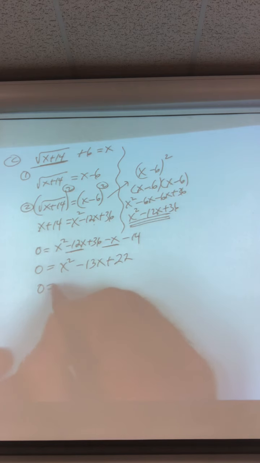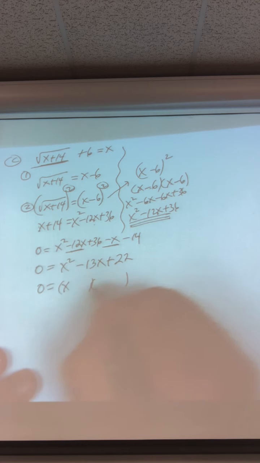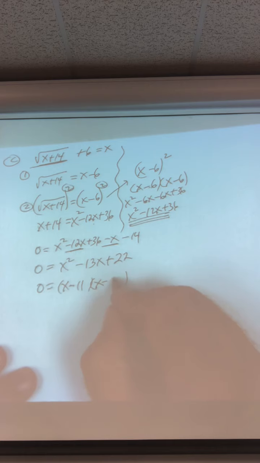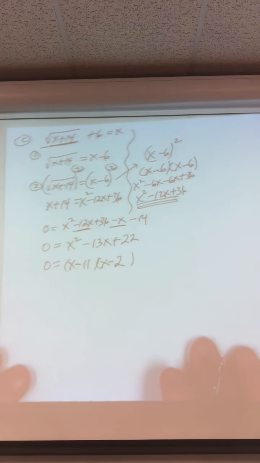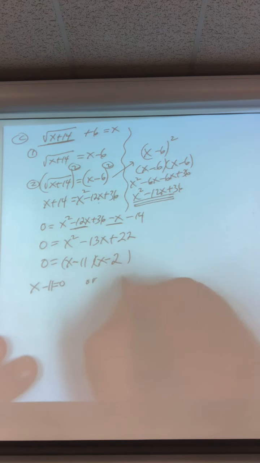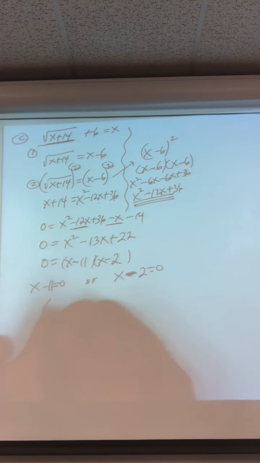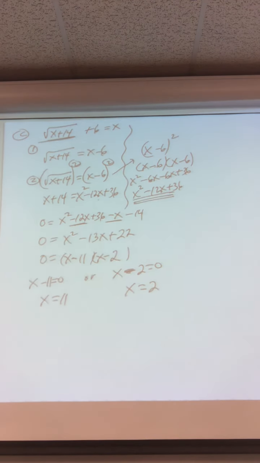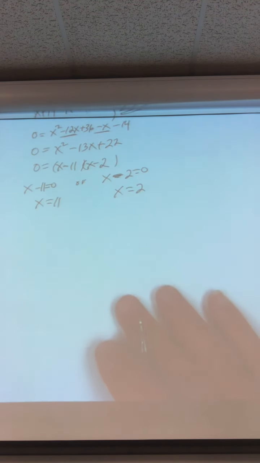Now, this is a trinomial. This is the easy case. x squared, x and x, signs are the same, both negative. Two numbers that multiply to give you 22, but if you add them, you get 13, is 11 and 2. Now take and set both of these equal to 0 to get the two potential answers. And the key there, they are potential answers.